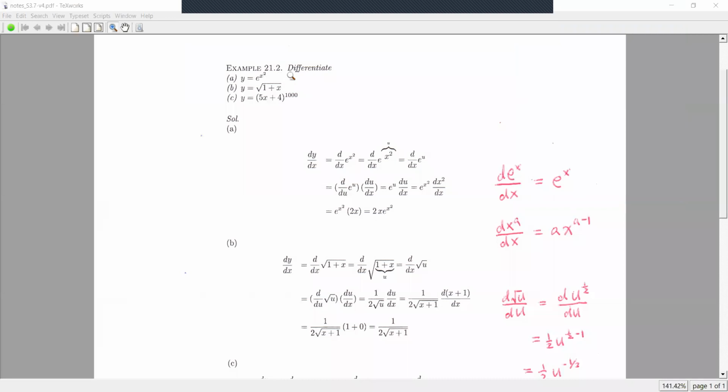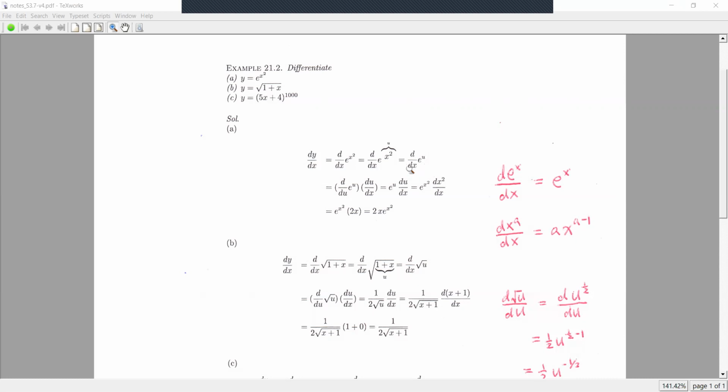Example 2. Differentiate these functions. Part A. Take derivative on the function y with respect to x. Replace y by the function, then I have this equation. Now, I want to simplify the function. I let u be x squared. Then the function becomes e to u.